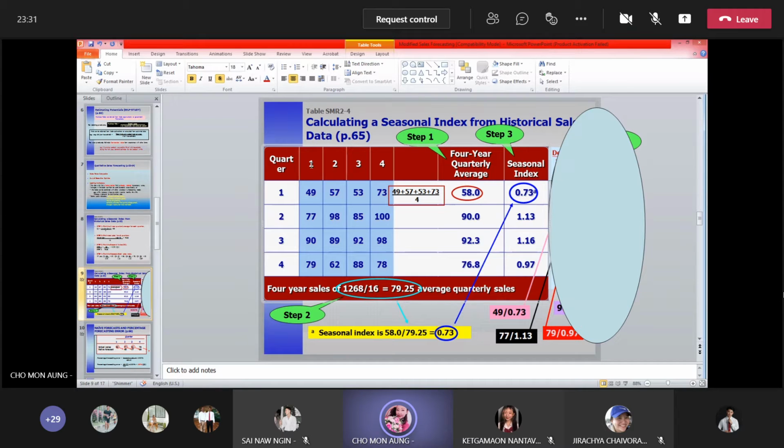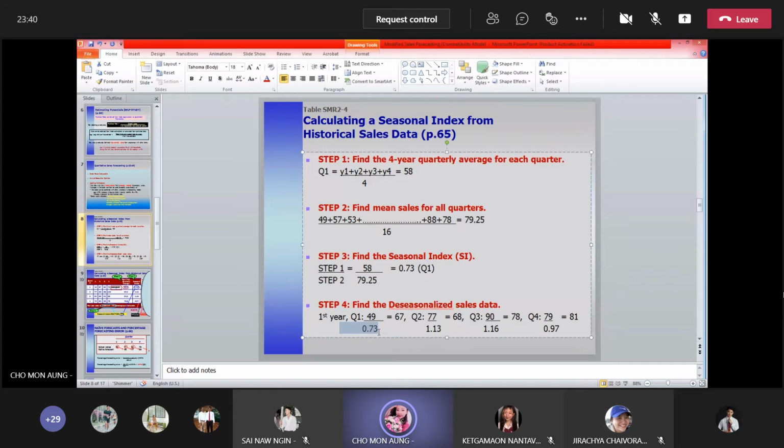So you look at year 1, quarter 1. Actual sales here is 49. We divide by the seasonal index of quarter 1 because we are using the quarter 1 information. So quarter 1 actual sales divided by the seasonal index of quarter 1 gives the seasonally adjusted, or deseasonalized, sales data for quarter 1 only.